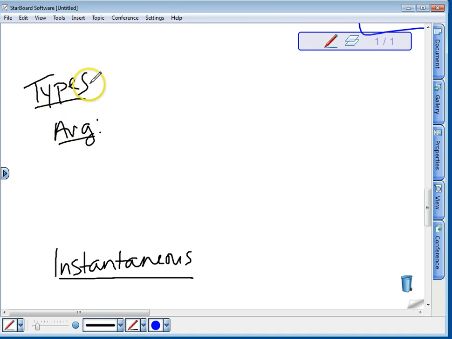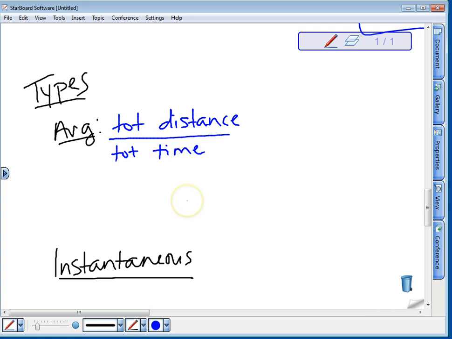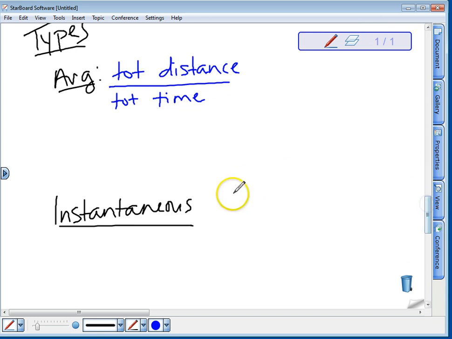Okay, there are 2 types of speed. There's average speed. This is the total distance over total time. Right? So on your way to school, you might have to speed up and slow down and stop for stoplights or stop signs or for traffic, right? All that time is included and all the distance you travel is included. That's the average speed. Your instantaneous speed is your speed at a given moment or second.